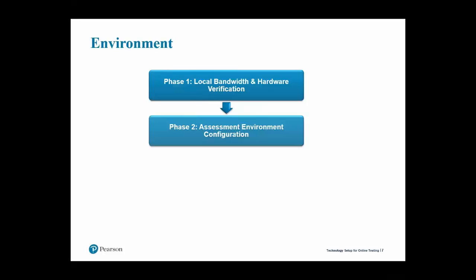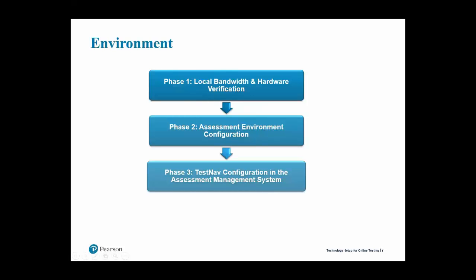So in this phase 2, the assessment environment configuration, you also want to determine where you will be proctor caching, what proctor caching computer you will be using, if you're going to be using proctor caching at the campus level, at school level, or if you will be doing it at the district level. The next phase here, after you've determined your proctor caching computer and where it will be held, at the campus or the district level, you'll next enter in the test app configuration in the assessment management system.